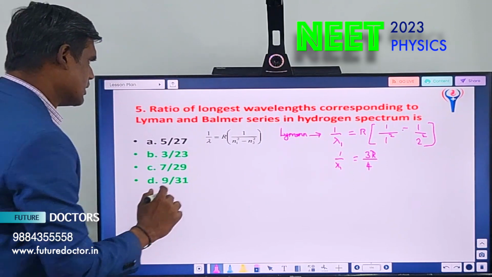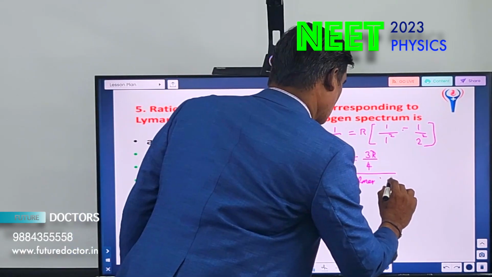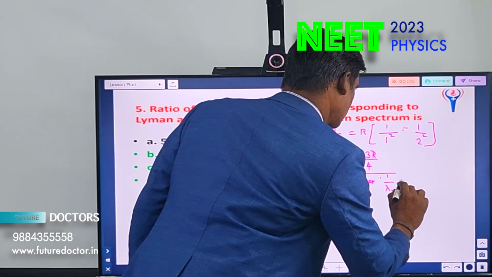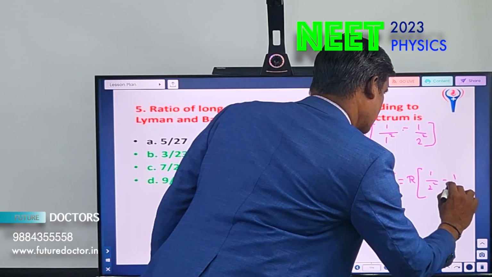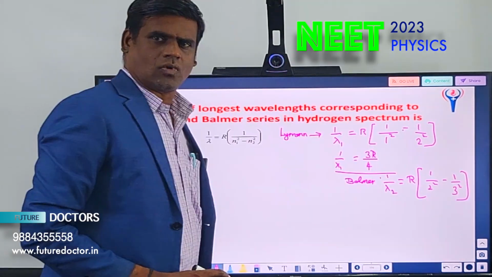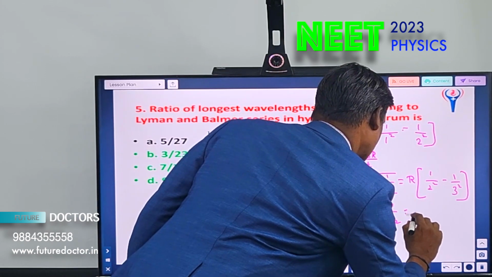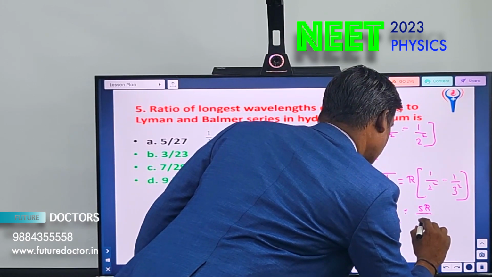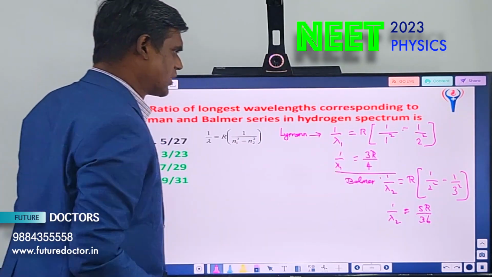Similarly for Balmer series, 1 by lambda 2 equal to R into 1 by 2 square minus 1 by 3 square. Then 1 by lambda 2 equal to 5R by 36 on simplification. 9, 4, 36, on simplification we are getting this.